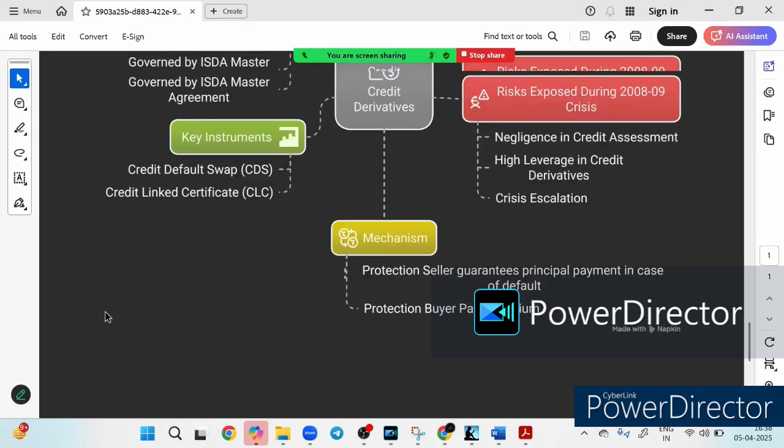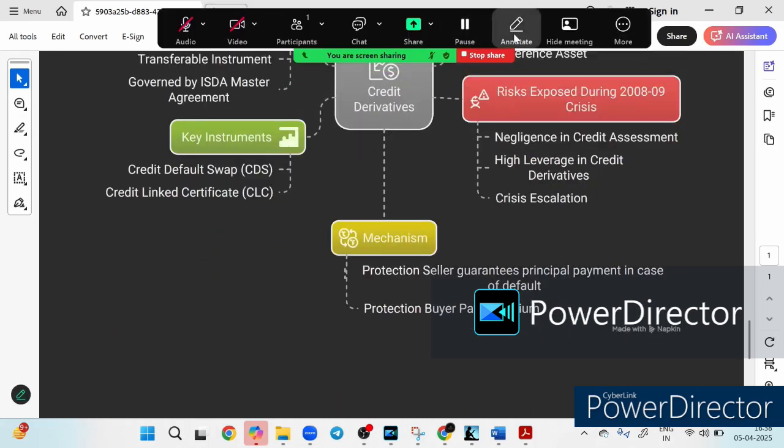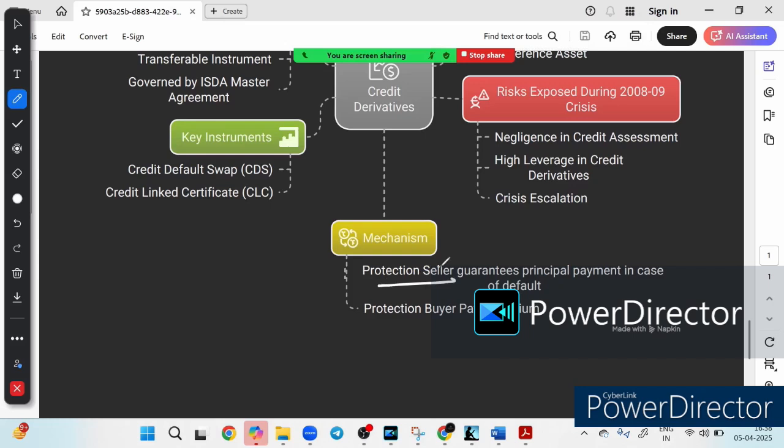If you look at the mechanism here, what happens in this case? The protection seller is like an insurer. It's just like insurance. The protection seller guarantees payment in case the borrower defaults. Suppose the borrower, who has taken the loan, defaults, then the protection seller guarantees the principal payment, and the protection buyer, which is the bank, pays a premium to transfer the risk. If the default really occurs, the seller compensates the buyer for the loss.